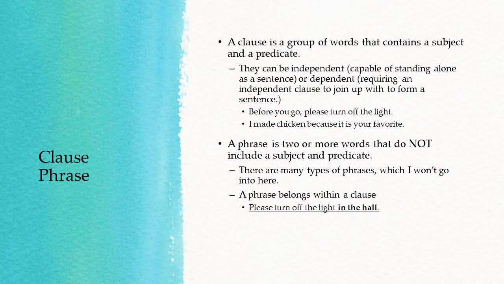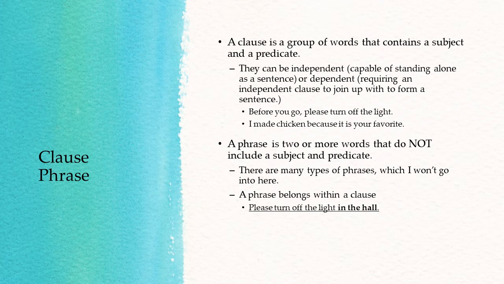Please turn off the light. Now, turn off, that's our predicate, that's our verb. This clause appears at first glance not to have a subject, and that's because it is in second person. It's direct address. It's a command, it's a request. And so the subject of the sentence is the implied you. Hey, you, please turn off the light. So any time that you have a sentence that is a command or a request and is in second person, you don't need a written subject because it's implied that the subject is you.